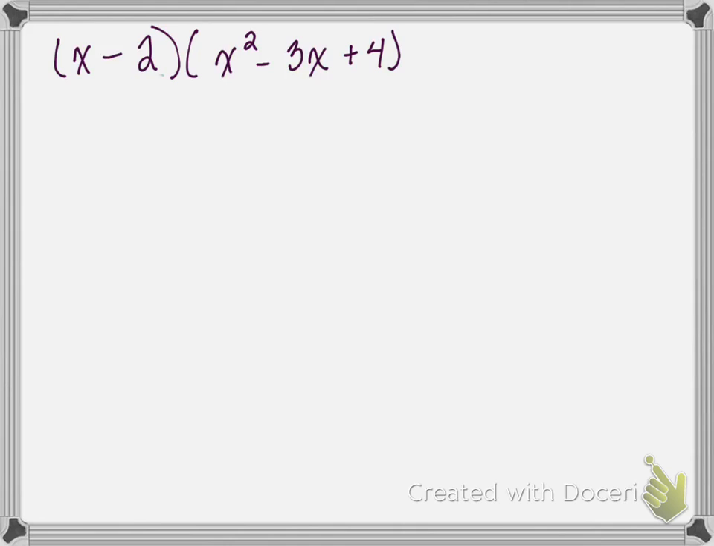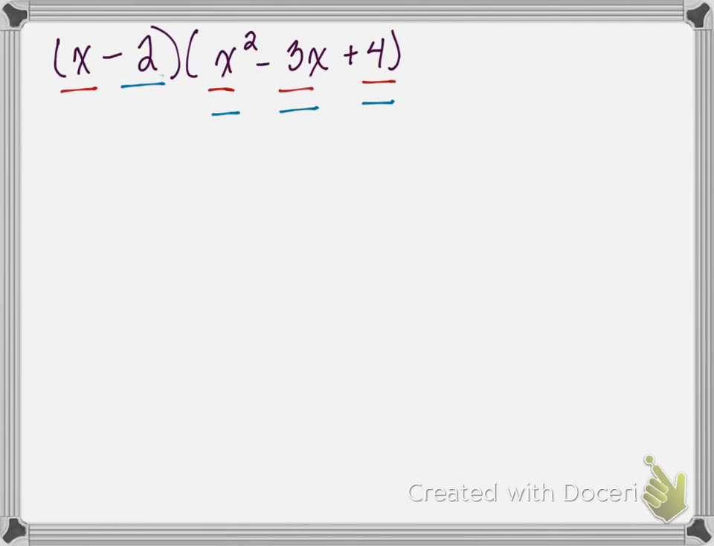So I'm going to start with this x right here, and I'm going to multiply that x times x squared minus 3x and positive 4. Then I am going to take this negative 2, and I'm going to multiply the negative 2 times x squared, negative 3x, and positive 4. So I am doing the distributive property twice. And when you FOIL, you're still doing the distributive property. We just have a cute name for it. Okay? So FOIL is the distributive property.